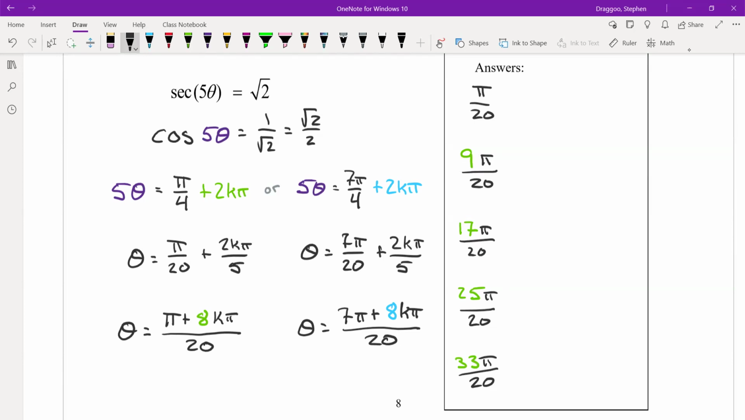From the blue equation, I should start at 7 pi over 20 and again count by 8s. Starting from 7 and counting by 8, I get 15, plus 8 again is 23, plus 8 again is 31, plus 8 again is 39. And each of those is over 20: 15 pi over 20, 23 pi over 20, 31 pi over 20, and finally 39 pi over 20. Those would be my 10 solutions that are between 0 and 2 pi.